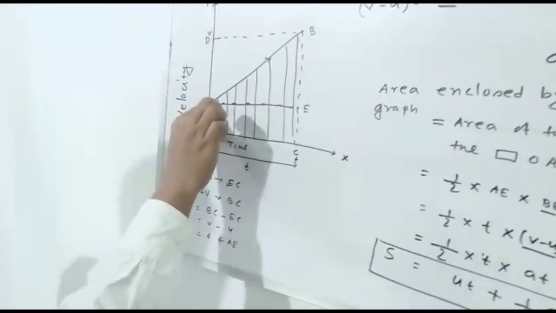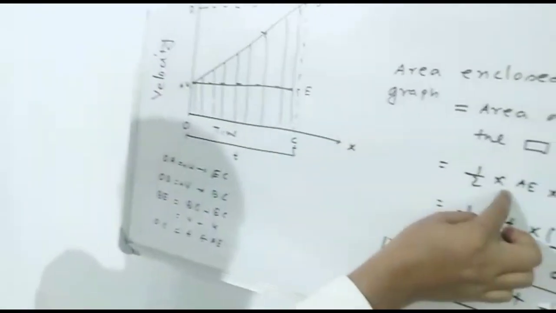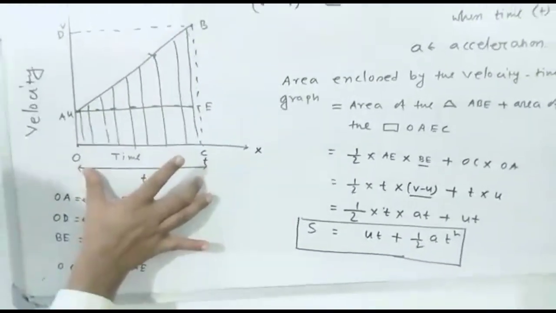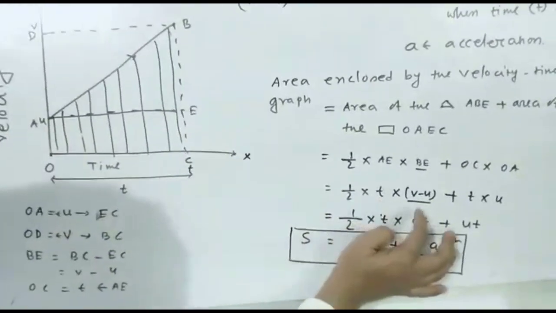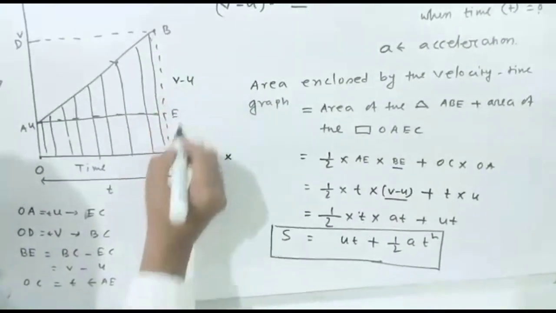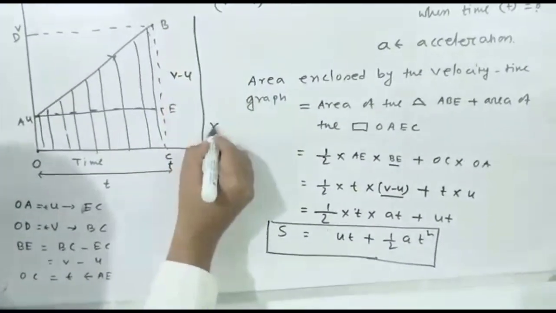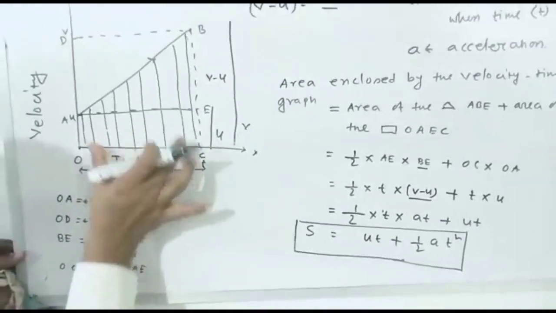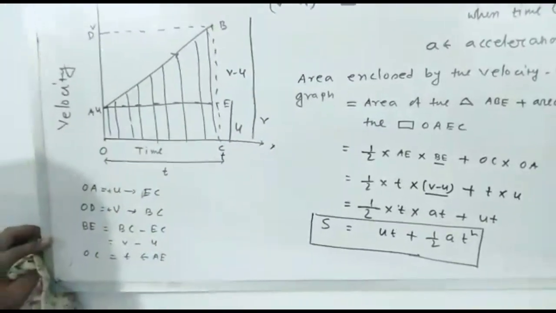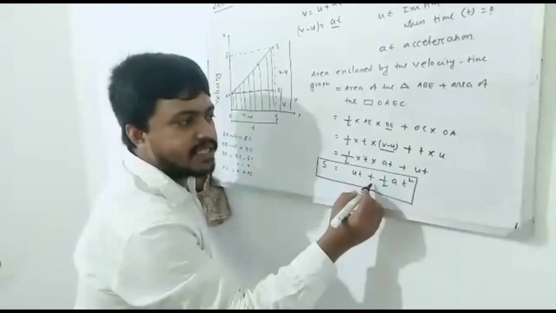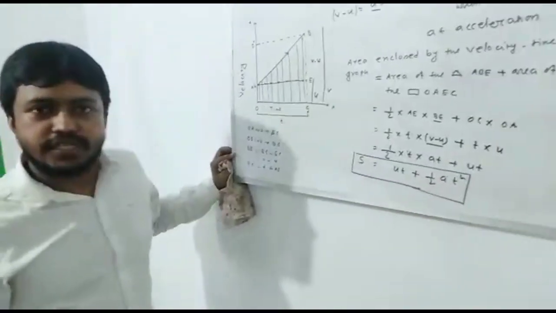The value of OC equal to T, and the value of OA equal to U. And the value of AE, this length is equivalent to OC, so this will be T, and BE equal to V minus U. This length will be V minus U, and the entire part will be V, and this will be U, because these two lines are parallel and these two segments are parallel, so the value of each segment will remain the same. So this is the second equation of motion, S equal to UT plus half AT square.